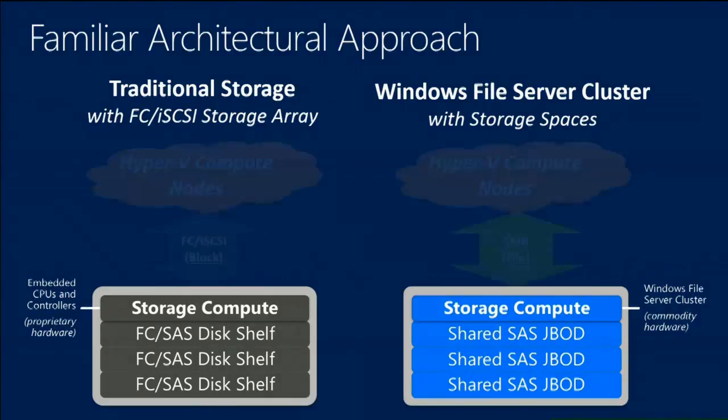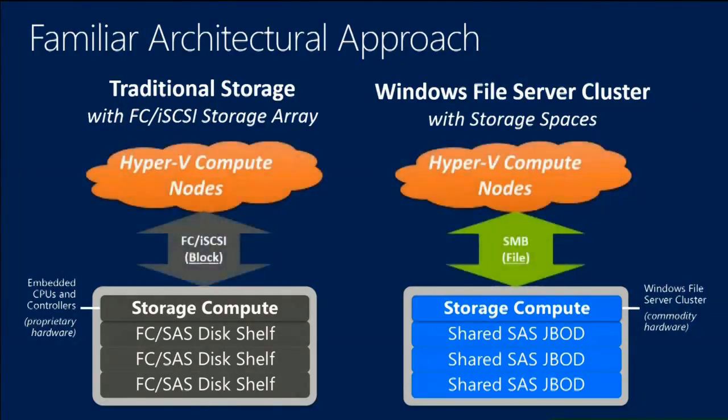The biggest difference between these two approaches is the protocol used to communicate from the storage to my workload. With the traditional storage array, I'm talking block over Fibre Channel or iSCSI. I unmask a LUN from my storage array, and I present that to a number of my Hyper-V compute nodes and have clustering in there.